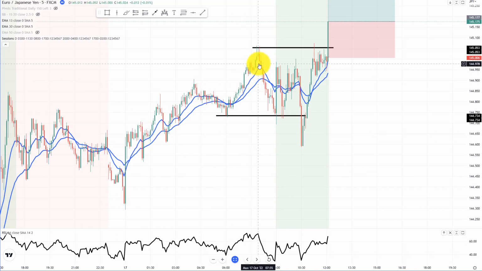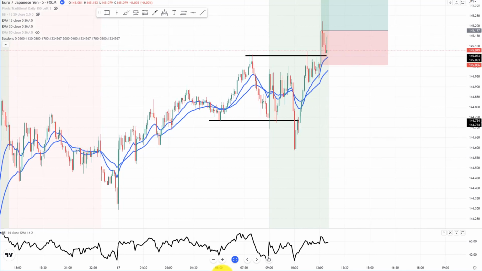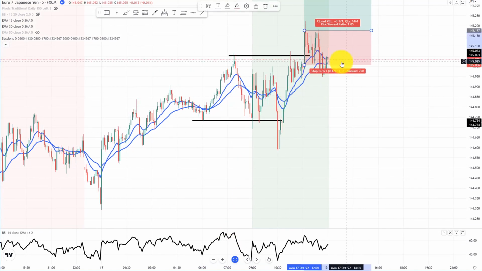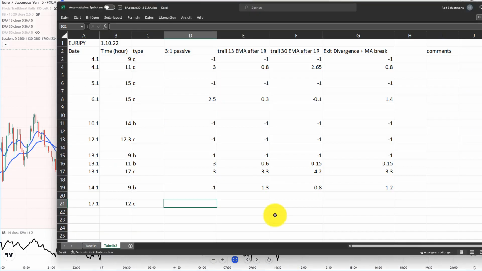So we have a classic trend in Asian session. Then you can see we have the fakeout and then the reversal. Very, very classic. Very classic open move. Retest and stop run. Okay, we are out.